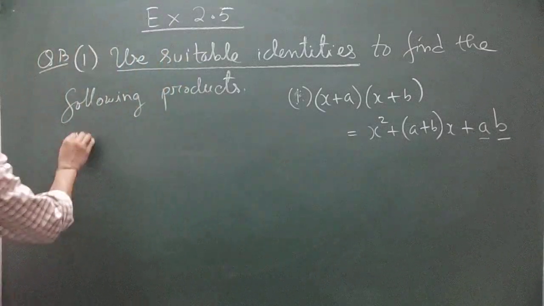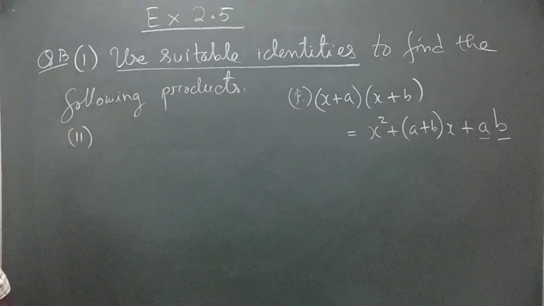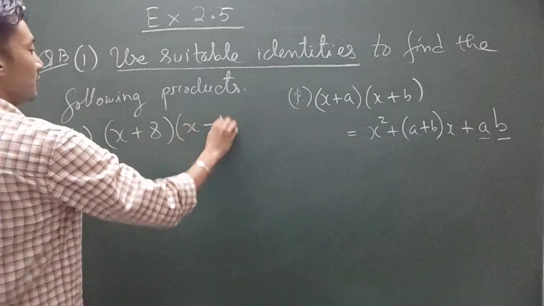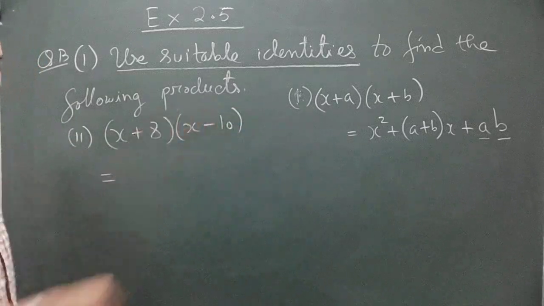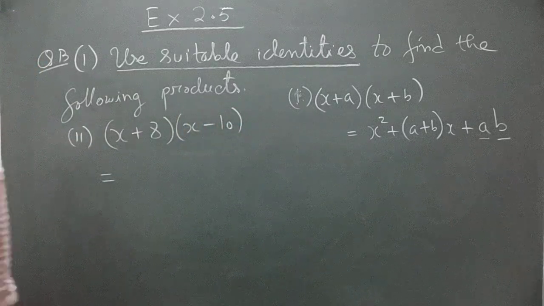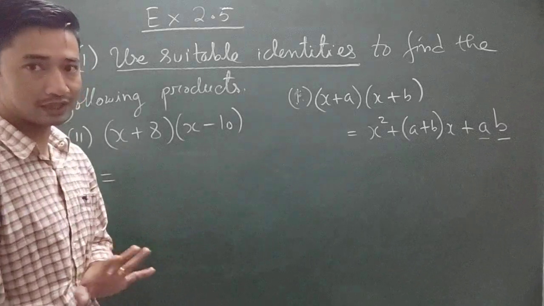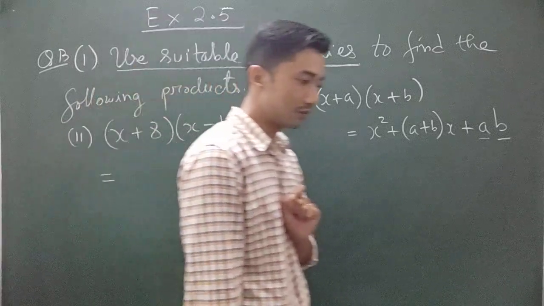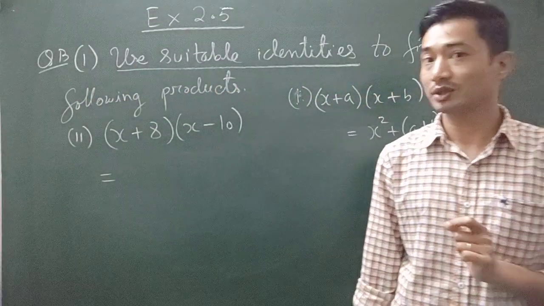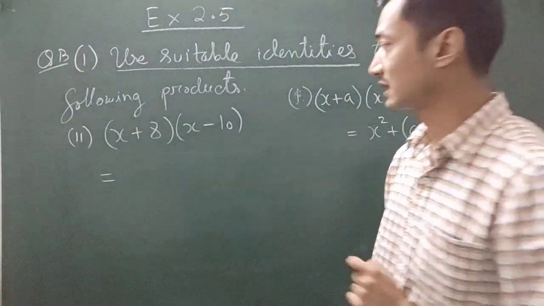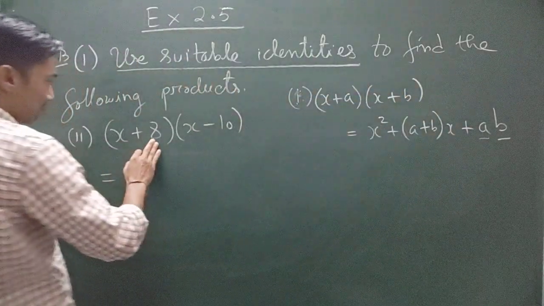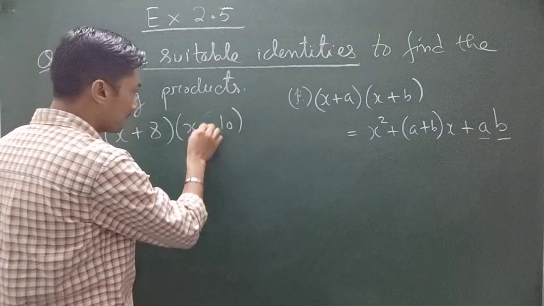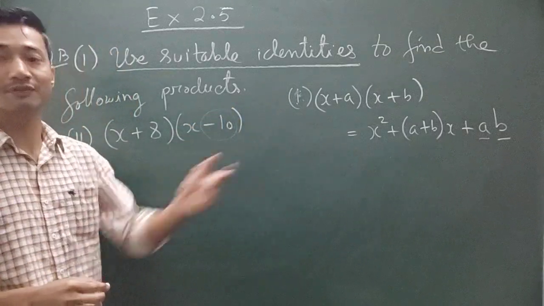Number 2. The second question is x plus 8 into x minus 10. Now here also, it is almost the same. Have you identified the small difference with the formula that we just used? x plus 8, x minus 10. Something is different: it is minus, not plus, not like the first problem.